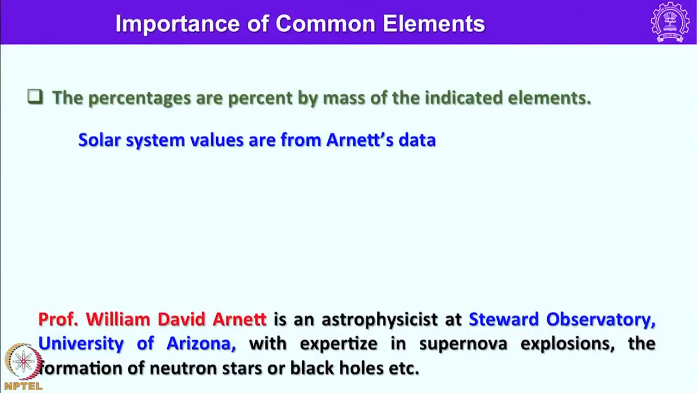The percentages are percent by mass of the indicated element, and solar system values are from Arnett's data. You may be wondering who Arnett is. Professor William David Arnett is an astrophysicist at Steward Observatory, University of Arizona. He is an expert in supernova explosions, the formation of neutron stars or black holes, etc. Now, the composition of the human body.